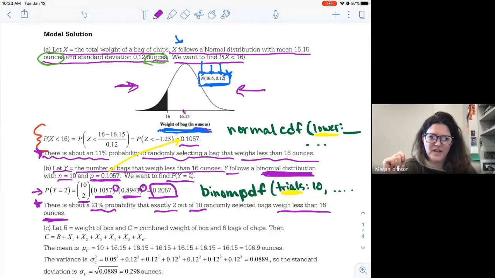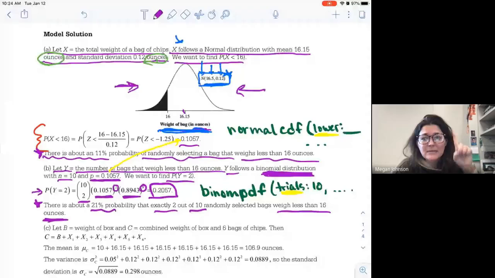All right, moving on. Model solution for C. C gets tricky. C tests your knowledge of combining things. So Buckley Farms ships its chips in boxes that contain 6 bags. The empty boxes have a mean weight of 10 ounces and a standard deviation of 0.05 ounces. Calculate the mean and standard deviation of the total weight of the box containing 6 bags of chips.